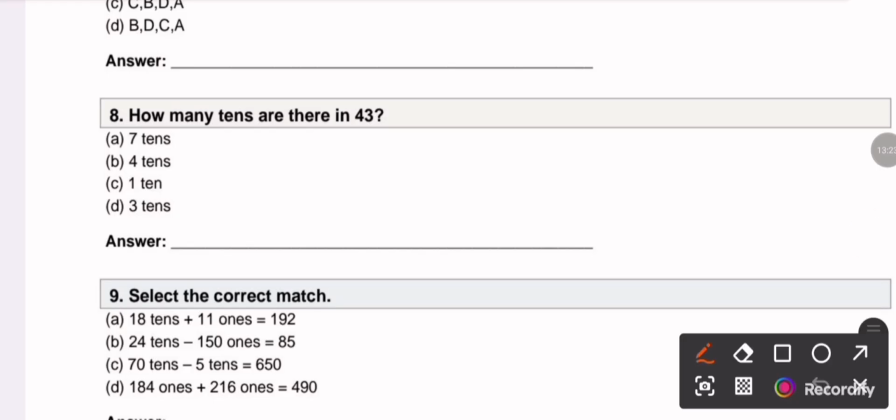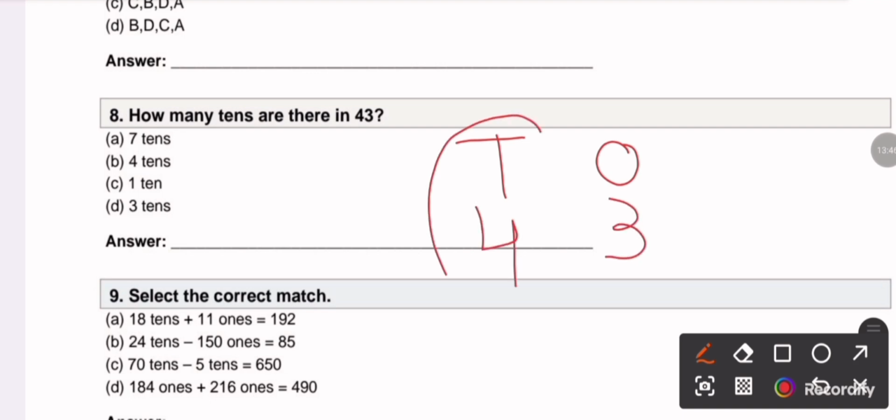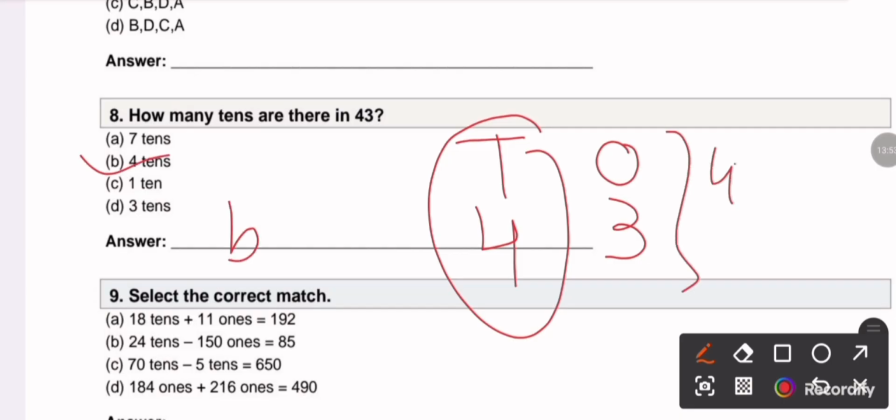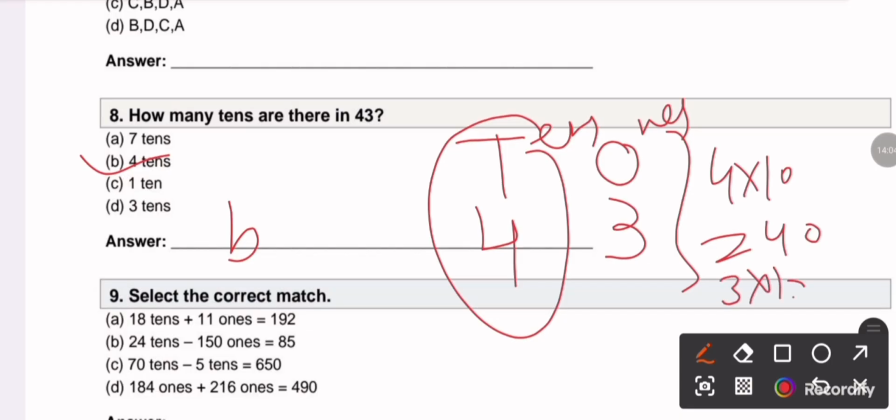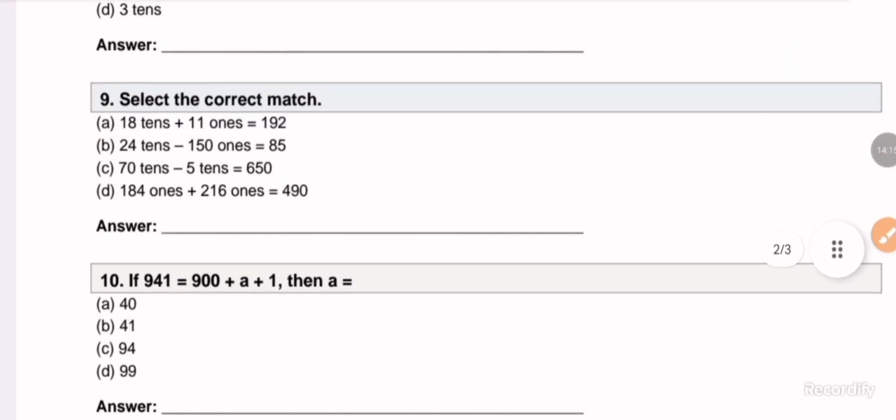How many tens are there in 43? In this question we have to find the place of 4. So how many tens? Let's start. This is the ones place, this is the tens place. 3 is present at the ones place and 4 is present at the tens place. So how many tens? 4 tens. B option is right. And you can solve it this way. 4 tens means 4 multiplied by 10 is equal to 40. And 3 ones, 3 multiplied by 1 is equal to 3. So add 40 plus 3 is equal to 43. So 4 tens.